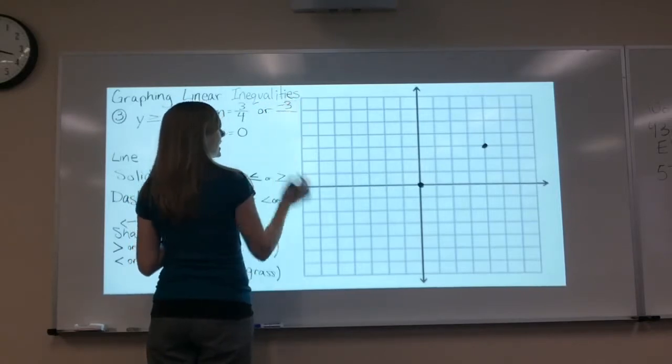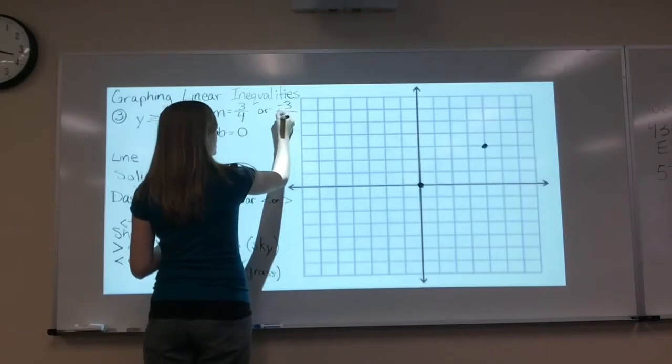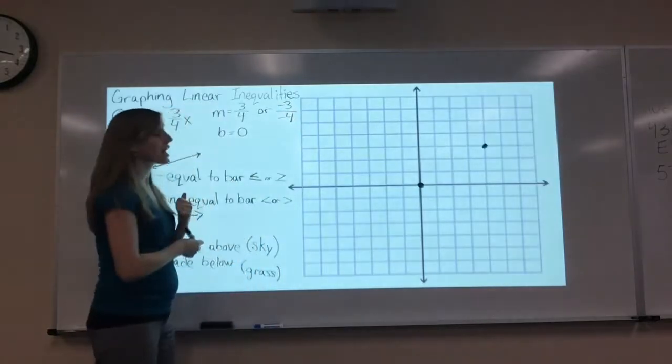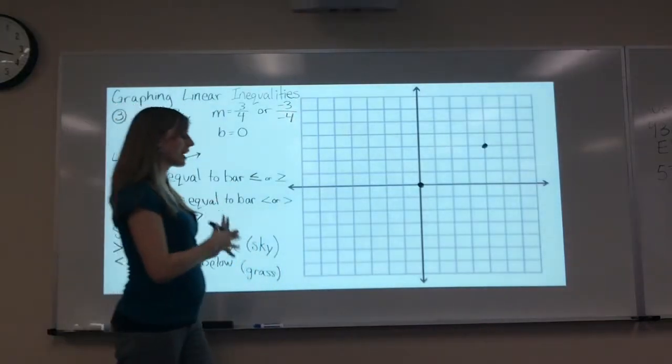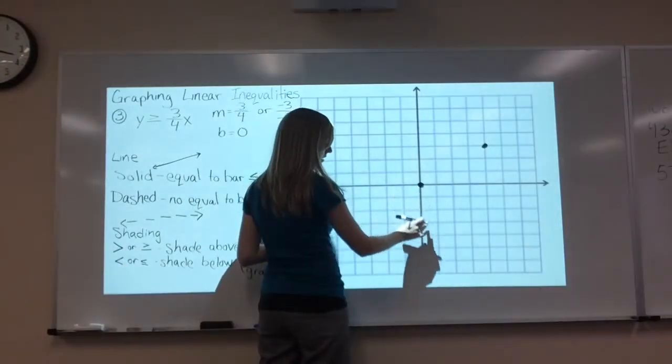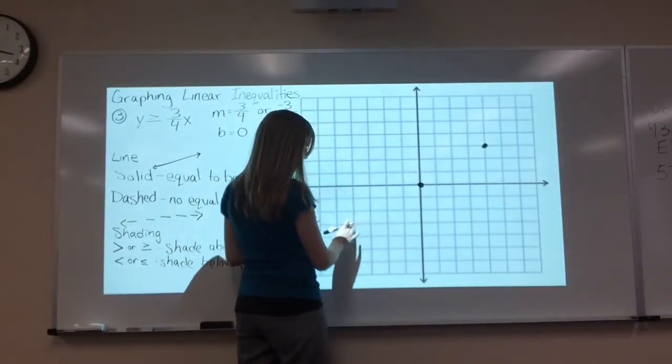Opposite of positive 3 is negative 3. Opposite of positive 4 is negative 4. So that means I need to go down 3, to the left 4. So down 3, to the left 4, and put a point.